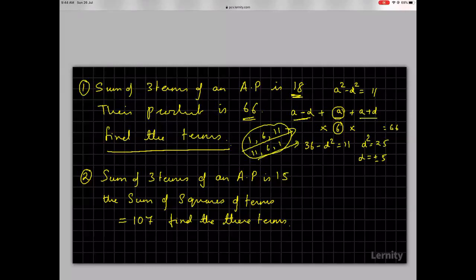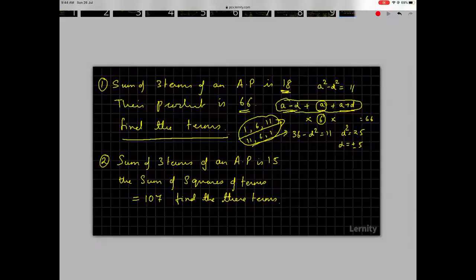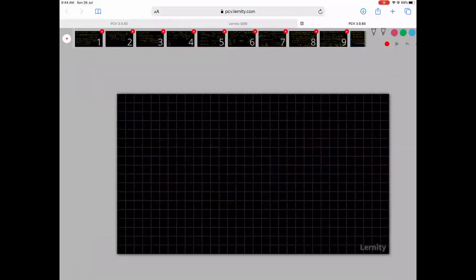Okay. So whenever they ask you to take 3 terms in an AP, this is a more convenient method. Sometimes they may ask you to take 5 terms in an AP. So if they ask you to take 5 terms in an AP, then A is the middle term, A plus D is this term, A plus 2D is this term. Then A minus D is this term, A minus 2D is this term.